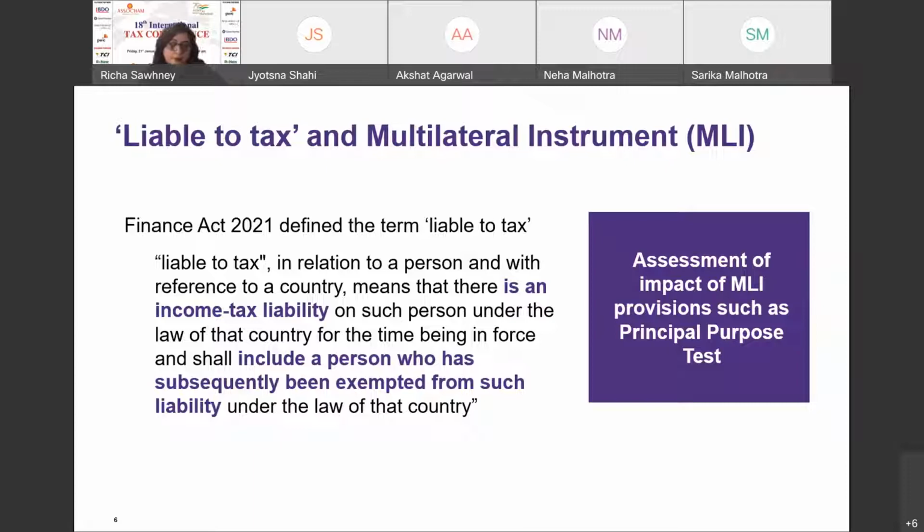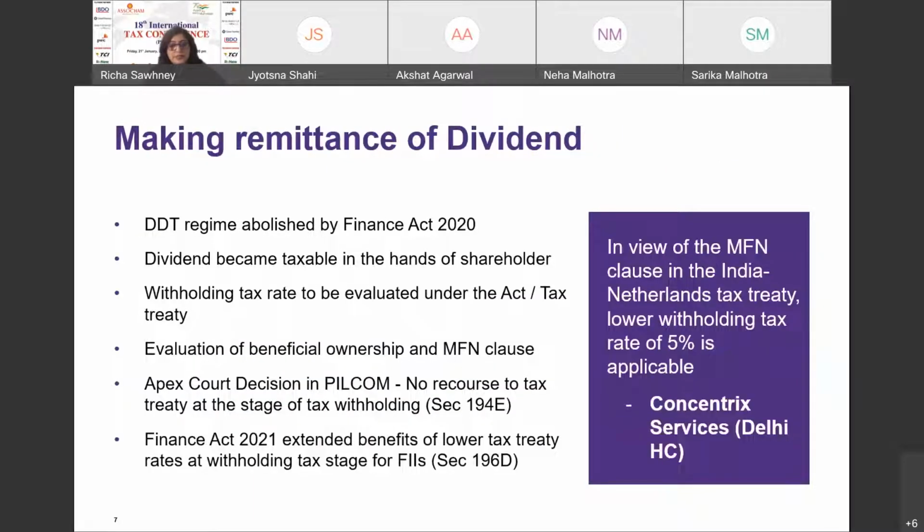Yet another landmark development has been that India reverted back to the classical system of dividend taxation when the DDT regime was abolished by Finance Act 2020 and dividend became taxable in the hands of the shareholders. So maybe after several decades, we started looking at the withholding tax rates to be applied when making payment for dividend. Most of the Indian tax treaties have a rate of 10%, but there are some where a 5 or 15% rate is also there. This also brought into light the evaluation of the term beneficial ownership and the MFN clause, which assumes a lot of importance here.